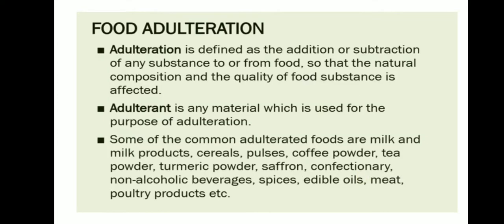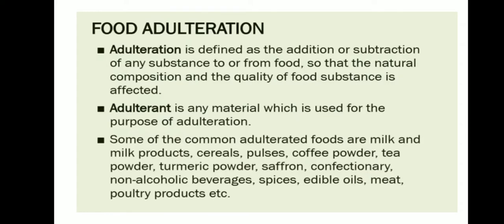Let me continue the lesson Nutrition and Health. This is Unit 21. Food adulteration. Adulteration is defined as the addition or subtraction of any substance to or from food so that the natural composition and the quality of food substance is affected. Adulterant is any material which is used for the purpose of adulteration.